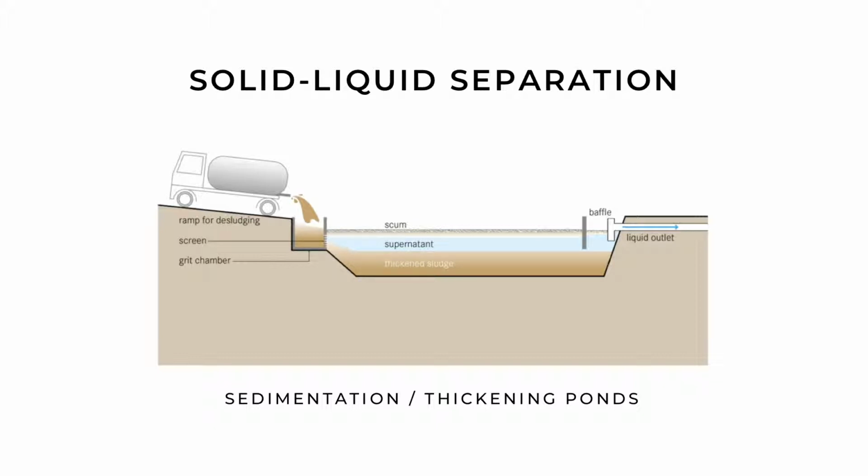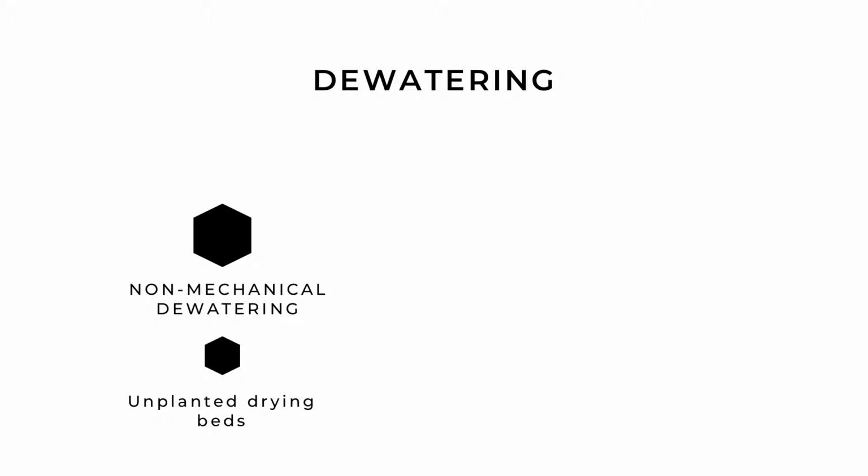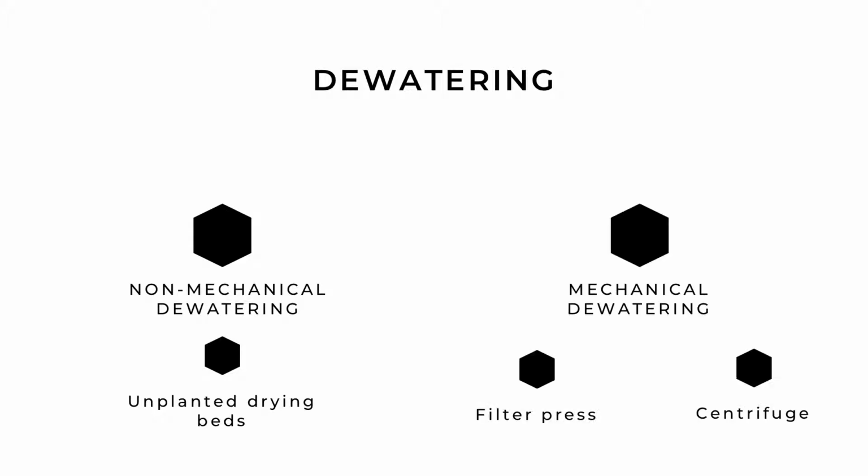This process reduces sludge volume usually by 50 to 90% by allowing solids concentration to increase to 5 to 10% in mass. After the solid-liquid separation, the sludge still needs to be dewatered to reduce its moisture content. This can be achieved by non-mechanical dewatering or mechanical dewatering.